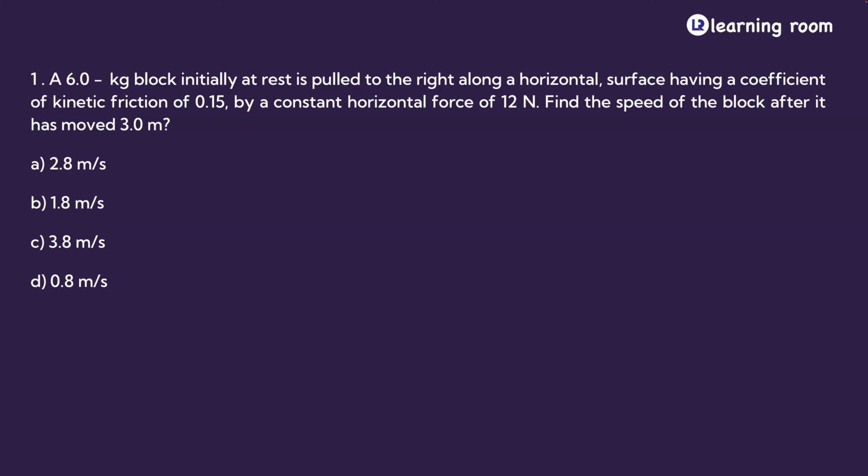A 6 kilogram block initially at rest is pulled to the right along a horizontal surface having a coefficient of kinetic friction 0.15 by a constant horizontal force of 12 Newton. Find the speed of the block after it has moved 3 meters.